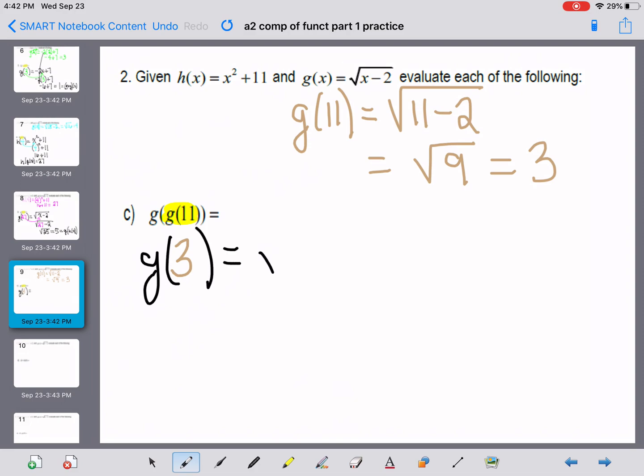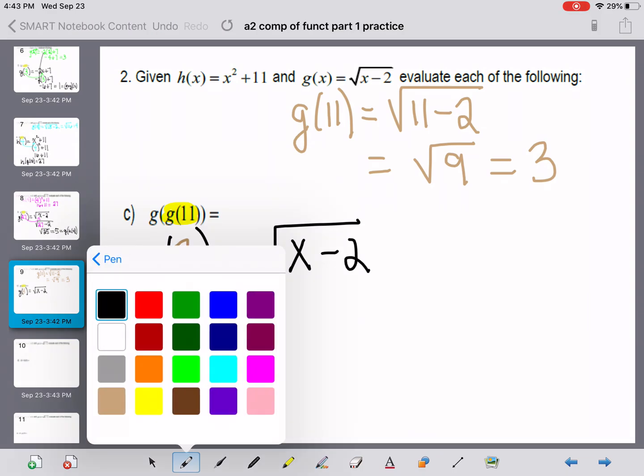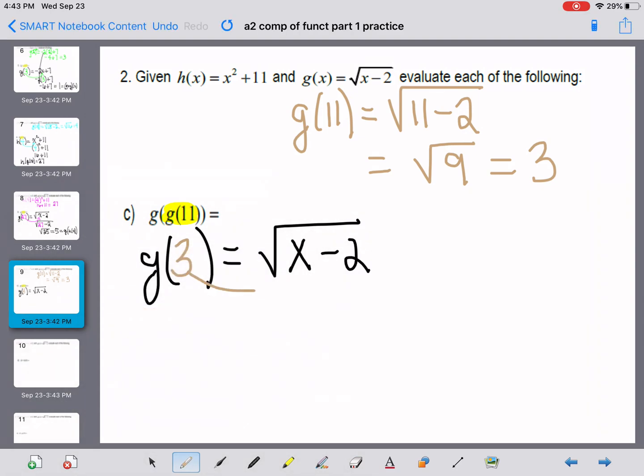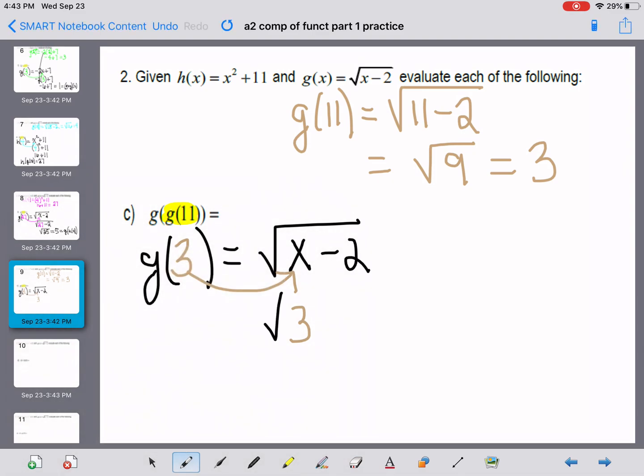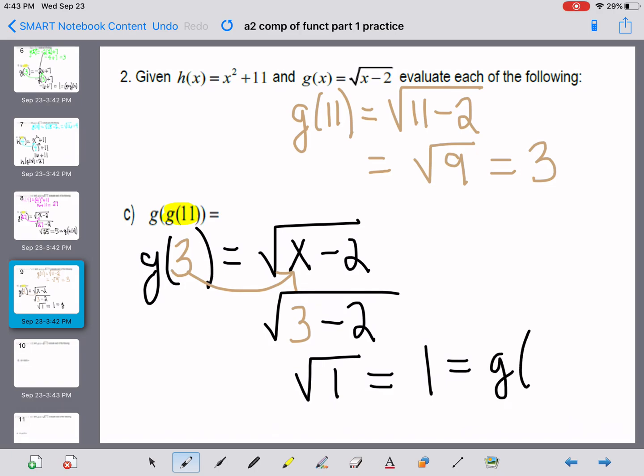And now we're going to go back into the g function once again, and we're going to replace that x with the 3. Nothing else changes, and you don't write the x again. 3 minus 2 is 1, and the square root of 1 is 1, which is what g of 11 equals.